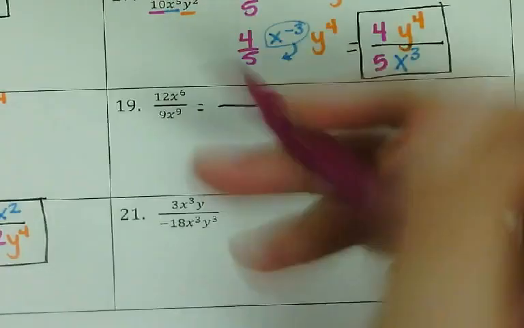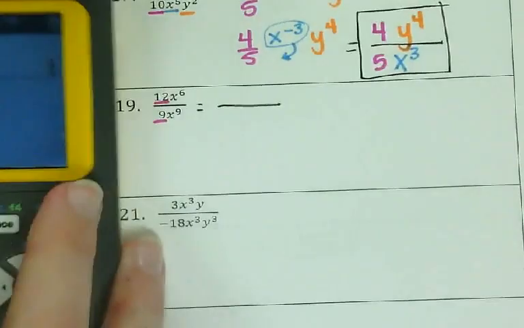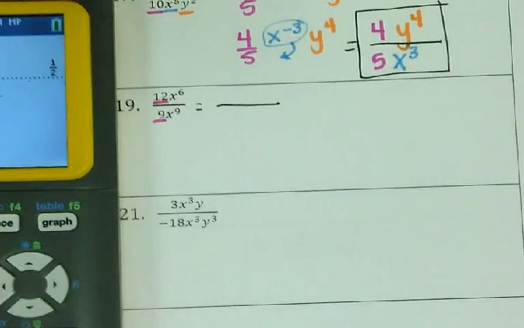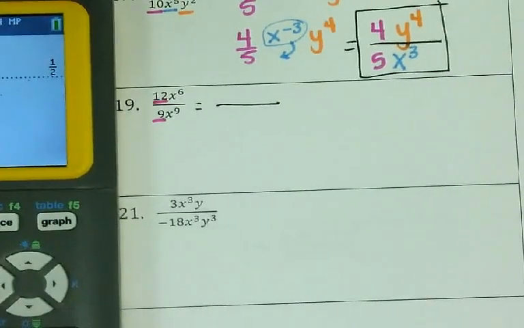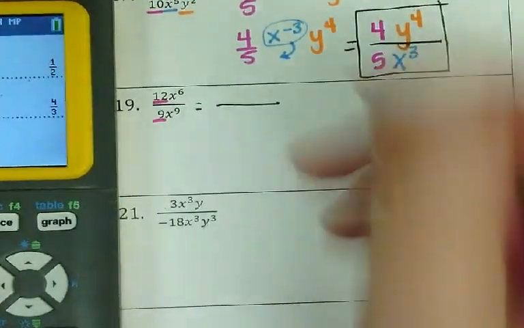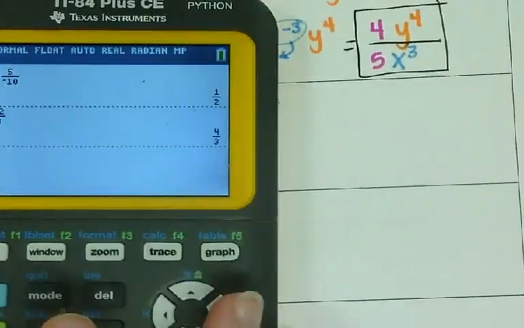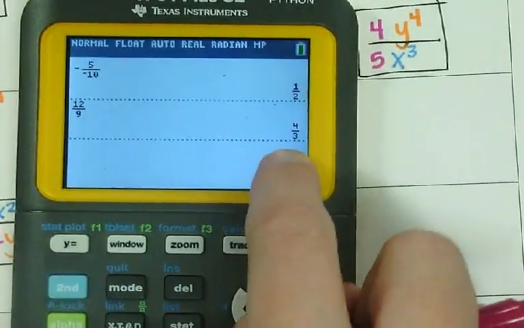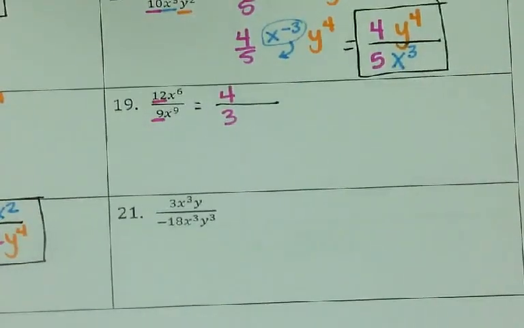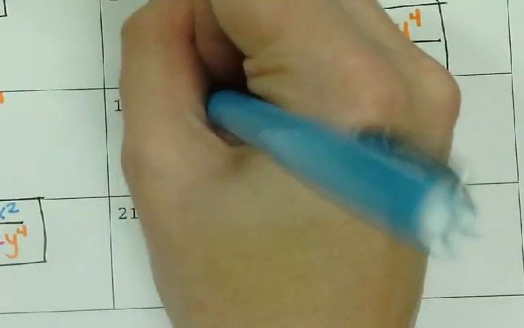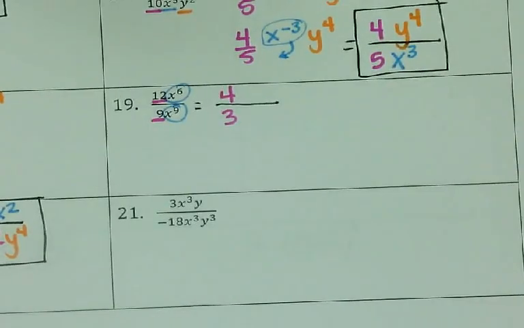So 12 divided by 9, how can that simplify, or how can that reduce? 12 divided by 9 will give us 4/3. They're both divisible by 3. So 12 divided by 9 gives us that lovely 4/3. And then, guys, we have x to the 6th over x to the 9th.